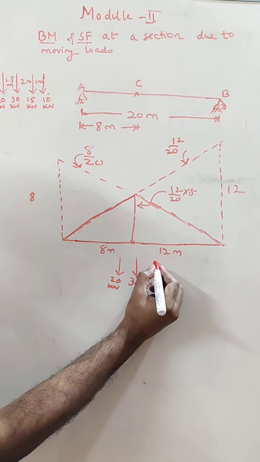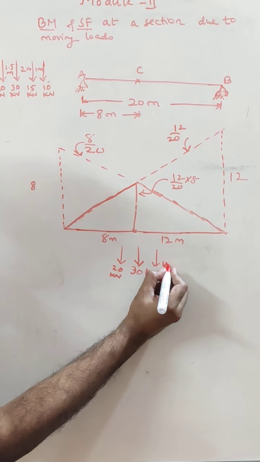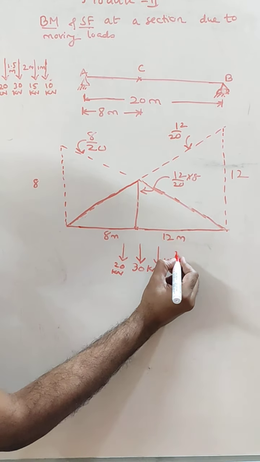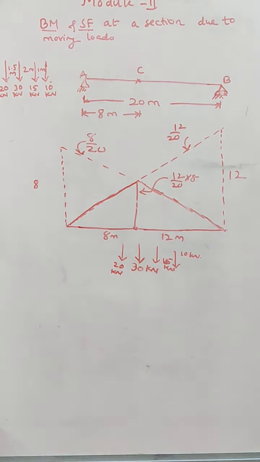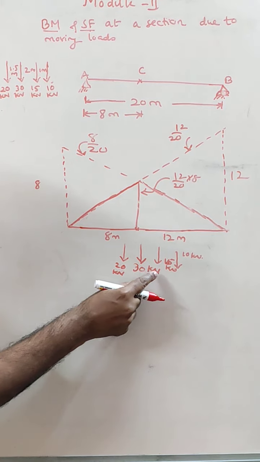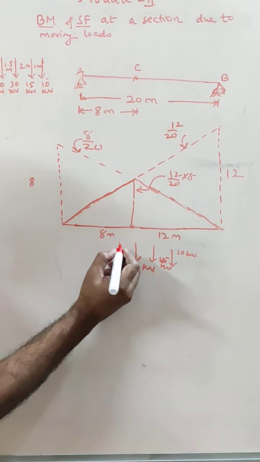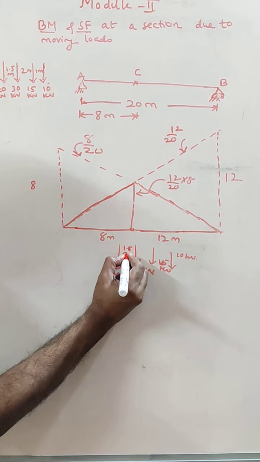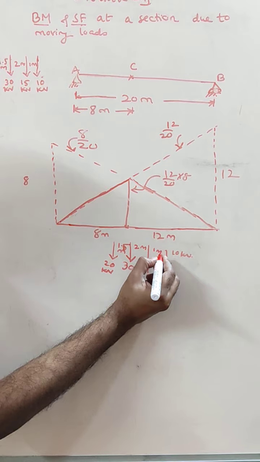Then 15 and 10 are shifted that side. This is 15 kilonewton. And then this is 10 kilonewton. So these are the 4 loads: 20 kilonewton, 30 kilonewton, 15 kilonewton. This is 15 kilonewton, and then 10 kilonewton. The distances between them are: this is 1.5 meter, this is 2 meter, this is 1 meter.